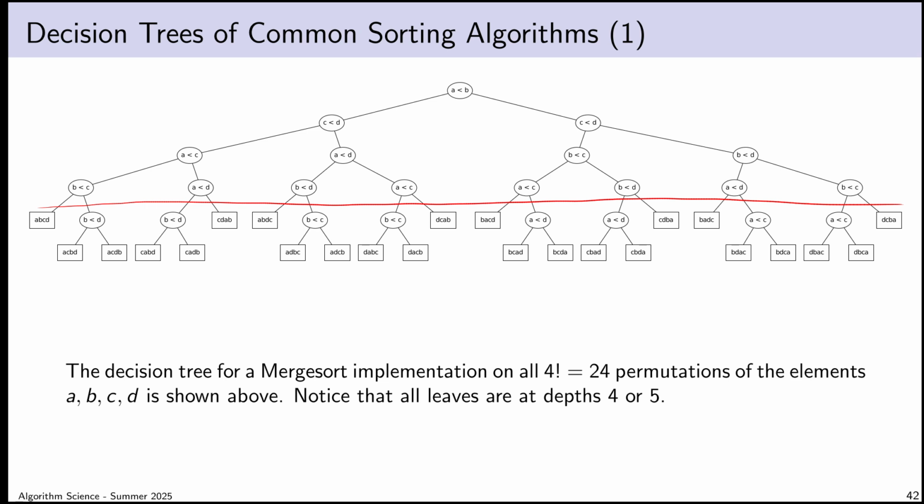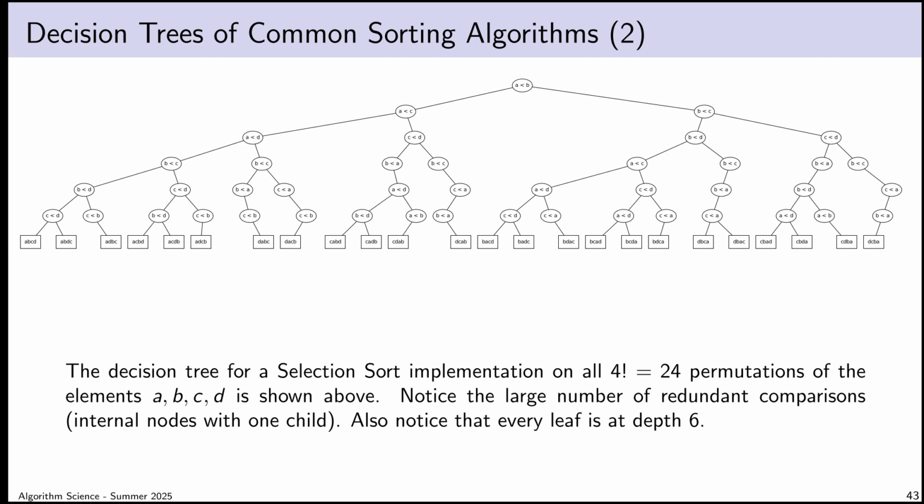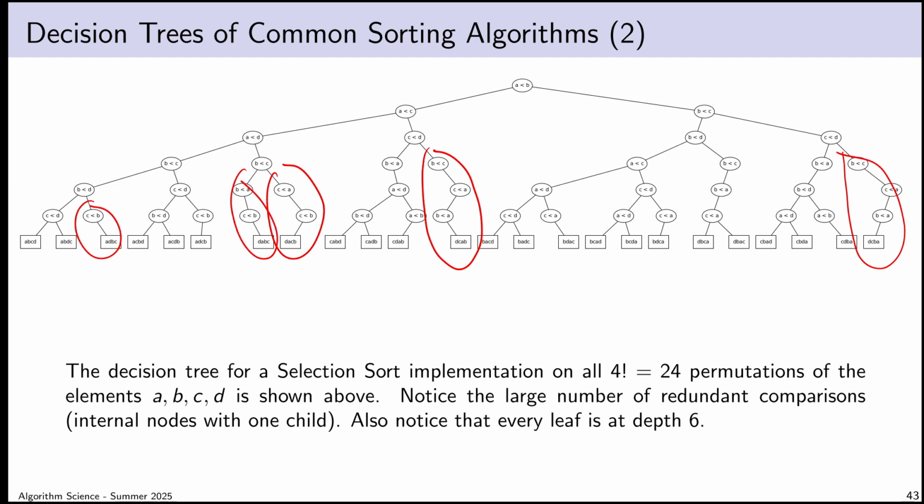And so it makes sense that the leaves are clustered pretty tightly at 1 or maybe 2 different depths of the tree. On the other hand, if I look at an implementation of selection sort for arrays of size 4, not only is the tree taller, but you'll see that it's full of these weird stringy appendages where it's performing irrelevant comparisons. And there's a bunch of them. So let's see if I can find more. There's one over here, and there's one also there. There's another redundant comparison there. And that's the result of selection sort asking questions that it already knows the answer to.